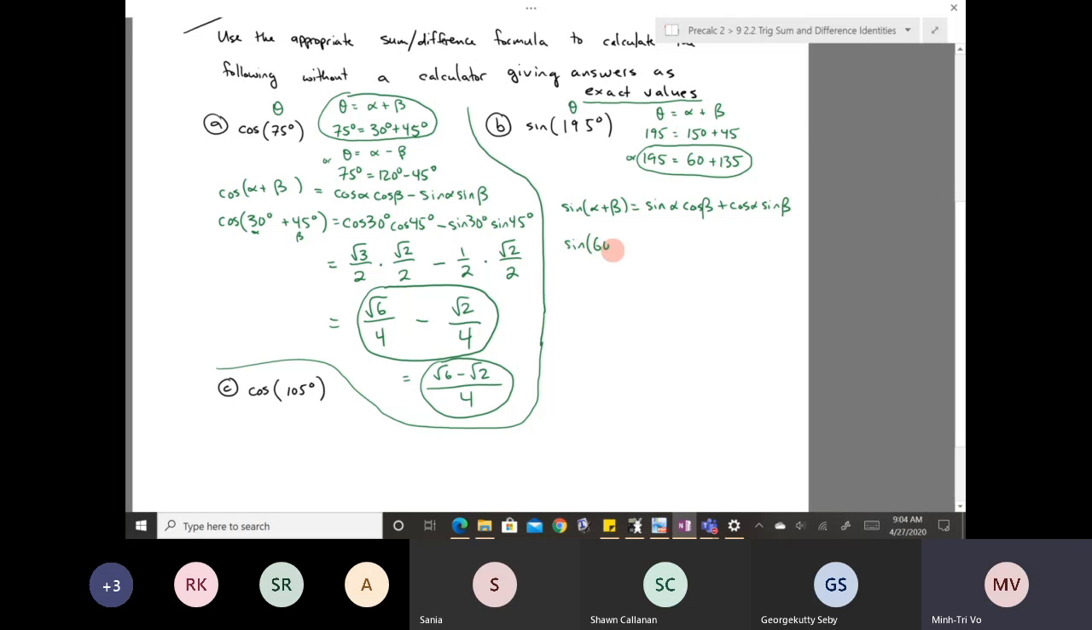And I'm doing 60 and 135. I'm running out of space here. Sine of 60 plus 135, so alpha is 60 and beta is 135. So I just write it out: sine 60 cosine 135 plus cosine 60 sine 135.